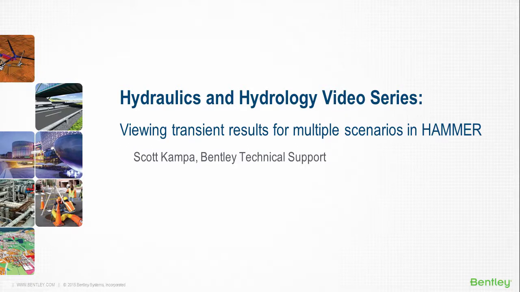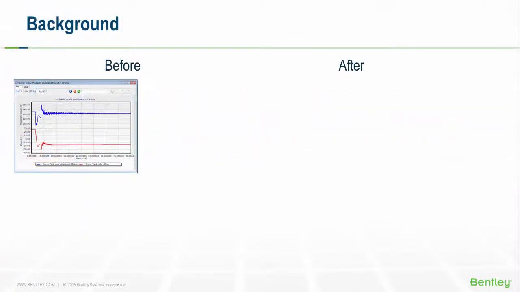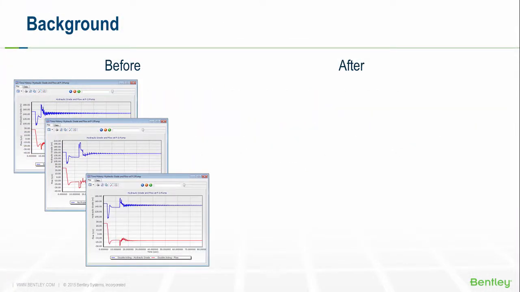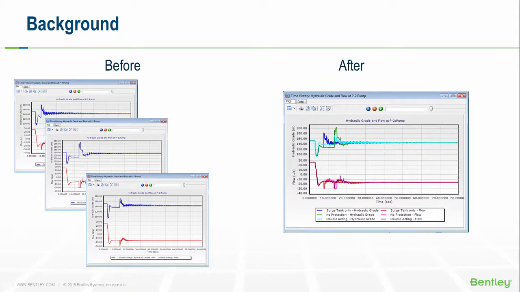As a Hammer user, a common task you encounter is the creation and comparison of multiple scenarios. You might be comparing the effectiveness of different approaches to surge protection, such as different sizes of air valves. The process you might take is to view the results in one scenario, change the scenario, and then view the results for another one, basically looking at one scenario at a time. However, there is a simpler way to view results on the same graph.